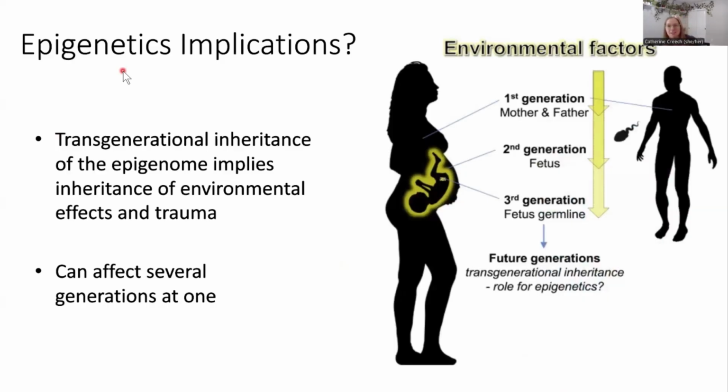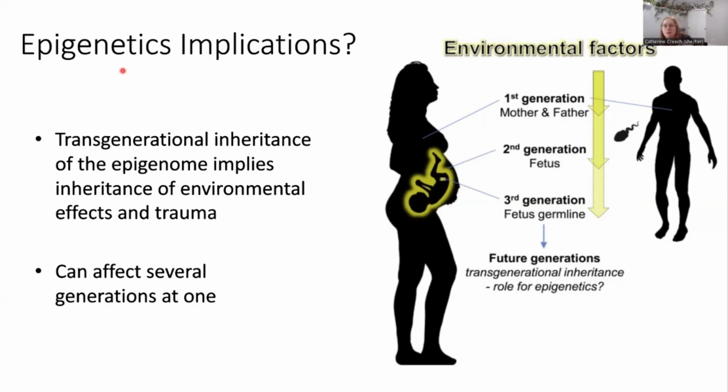There's implications of this as well. We're finding out that the epigenome can be inherited, which means that the genetic changes that occurred to your parents can end up in you. And what's really wild is that it can affect more than one generation at once.